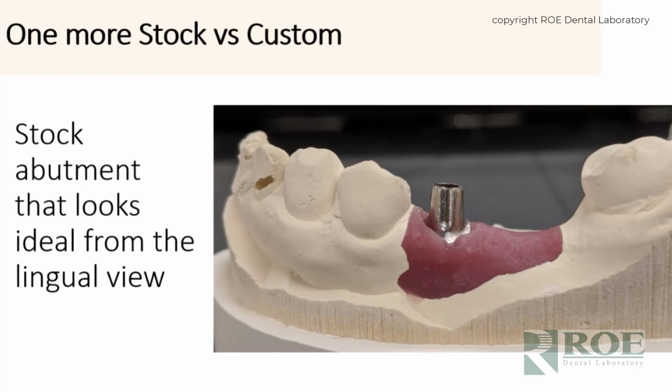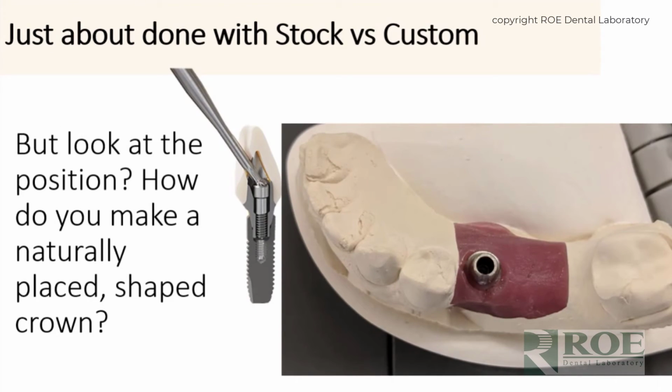Just one more. Here's a stock abutment that looks ideal from one view. Then from an occlusal view, clearly you would not want the crown in that position, and you would make a stock abutment with an angled screw channel, or a custom abutment. But then you can place the implant in the right place.